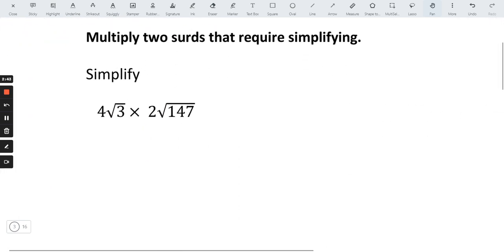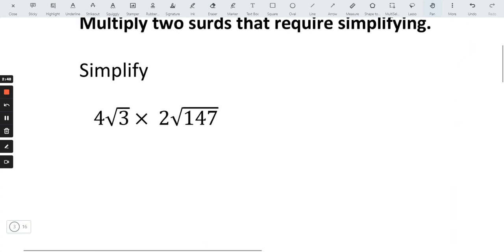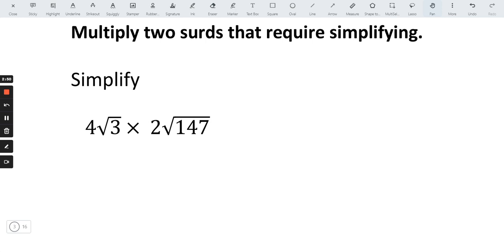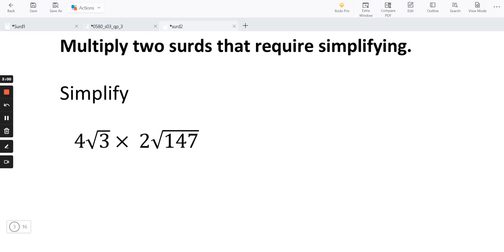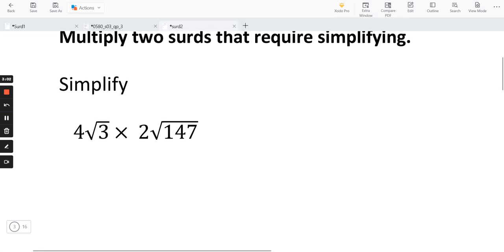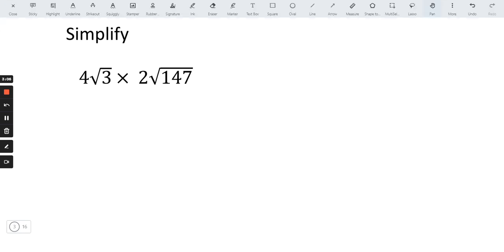Question 6 here: multiply two surds that require simplifying. So you have to multiply two surds, then try to simplify it. Now here, simplify 4 square root 3 times 2 square root 147.